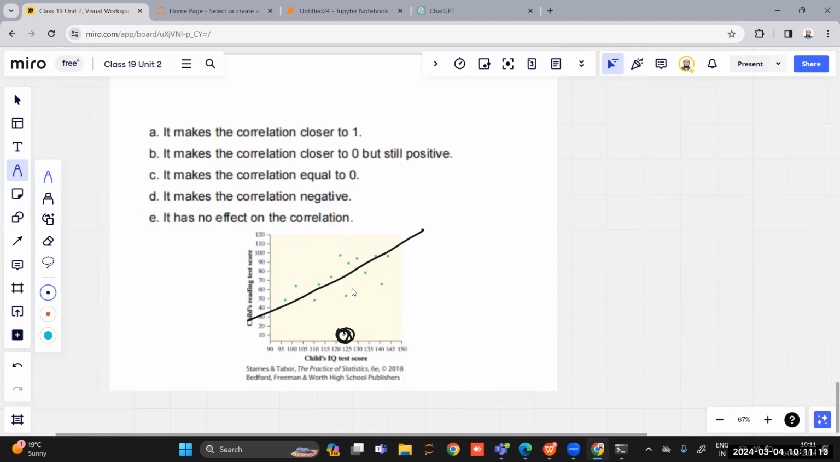It will be closer to 0 and still positive. It is B because it's an outlier, far away from the rest. Yes, okay.